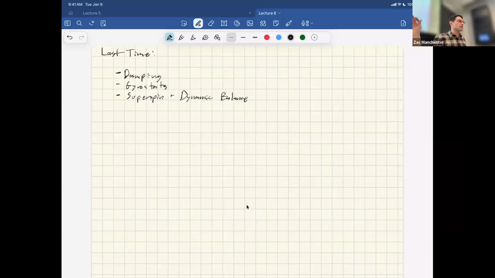Any questions about any of that stuff from last time? Check out the code. Okay, so today we're going to start digging into attitude control.